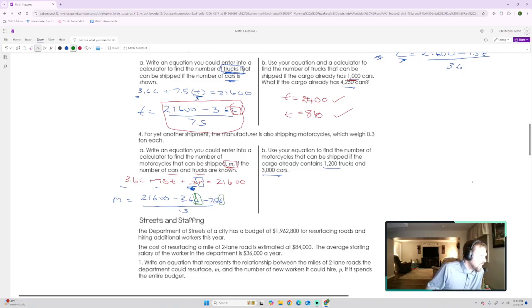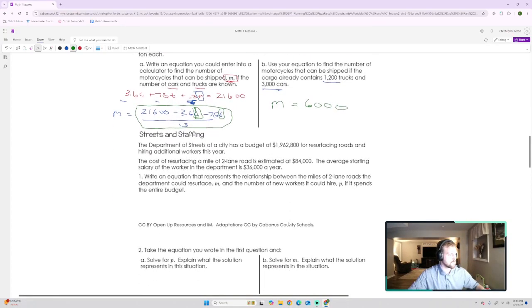Perfect. Again, type this exactly in the calculator or in Desmos like you see it, except where you see a C, plug in 3,000. Where you see a T, plug in 1,200 in parentheses. And guys, what I am getting is the motorcycles is equal to 6,000. 6,000 motorcycles. Very cool.